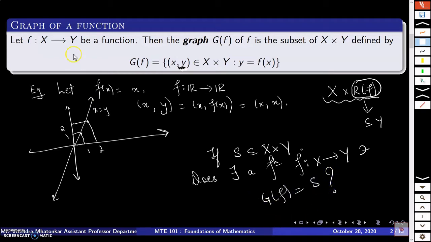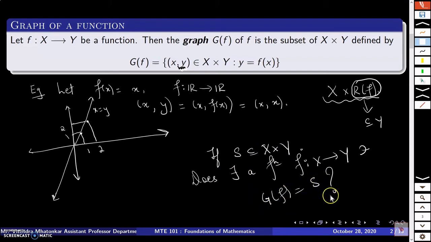Okay. Here what we said, if I give you a function, then the graph of that function is nothing but a subset of the Cartesian product x cross y. That works. That's the definition of a graph of a function. Now, if I give you any subset of x cross y, then can you find a function f from x to y such that the graph of that function is S?